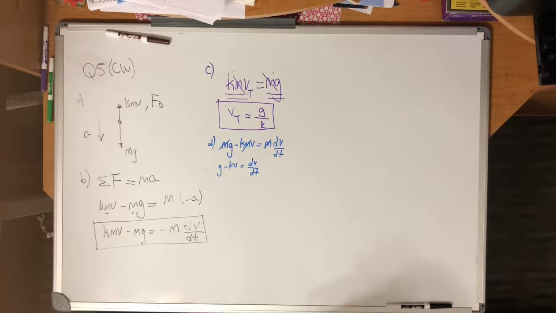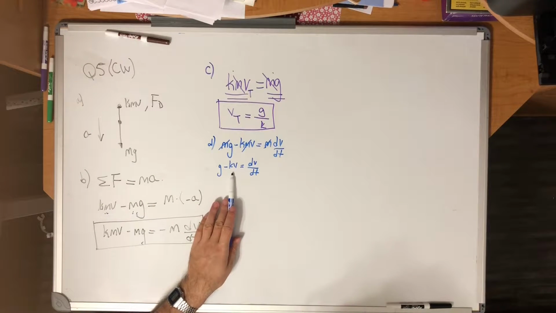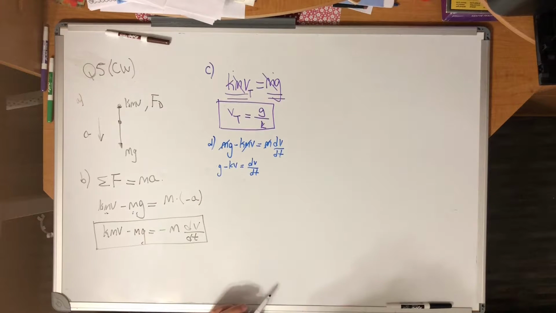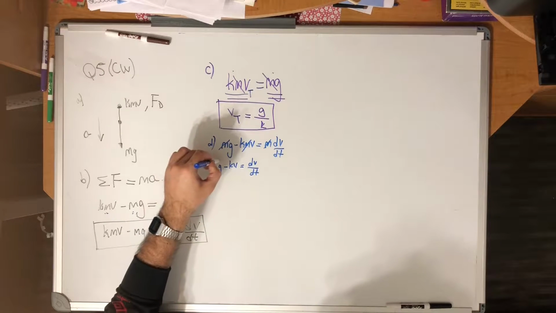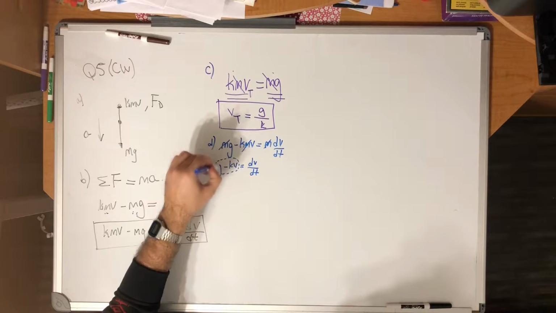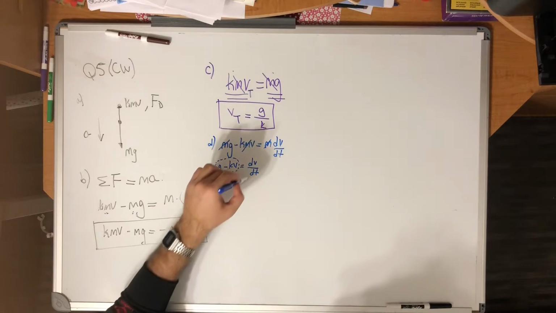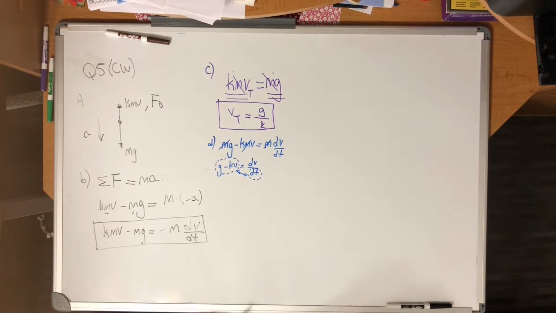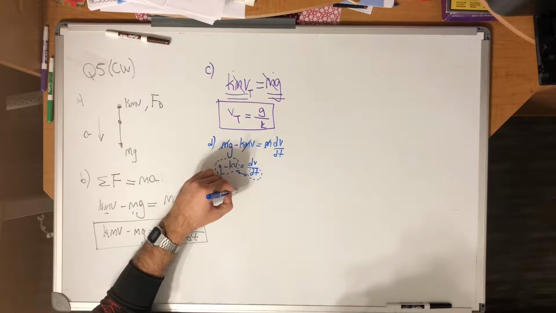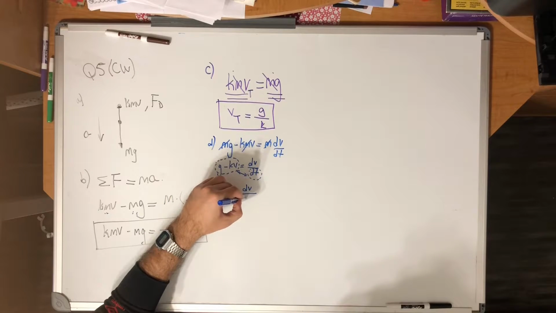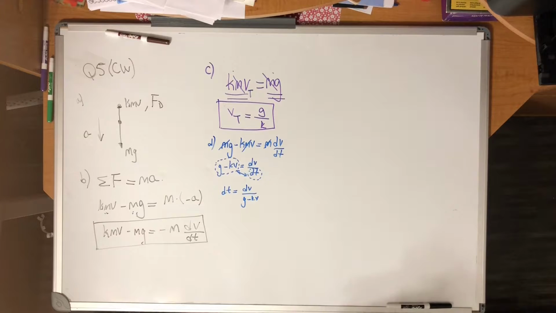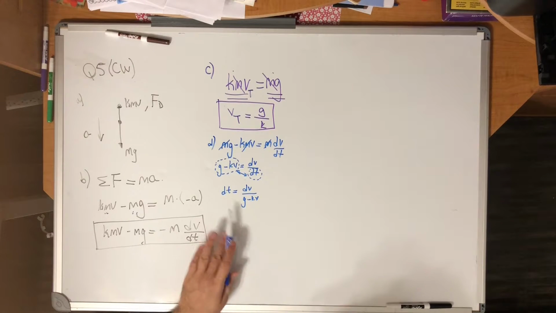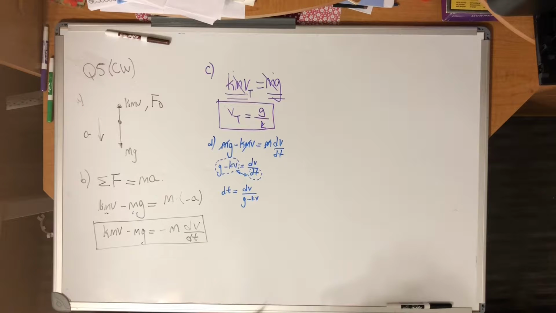Again, the way to solve this, you're trying to get all of the v's on one side and the t on the other side. So the only way to have that situation, take all of this function and switch it with dt. So then what am I going to have? dt will be on one side, and then I'm going to have dv divided by g minus kv. So now all of the v stuff is on one side and all of the t stuff is on the other side.